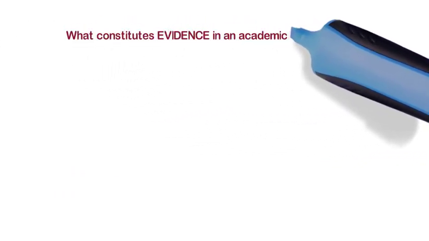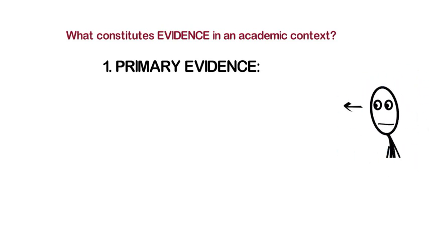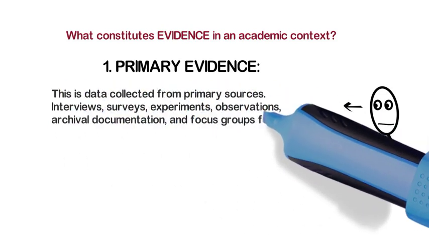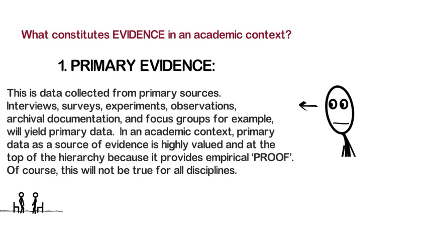Within academic contexts, there are two main types of evidence. The first is primary evidence, and this is the raw data collected from primary sources: interviews, surveys, experiments, observations, archival documentation, focus groups. All of those are examples of primary data. In an academic context, primary data as a source of evidence is highly valued and at the top of the hierarchy because it provides empirical proof. Of course, this isn't true for all disciplines because some disciplines don't base their research on primary data.